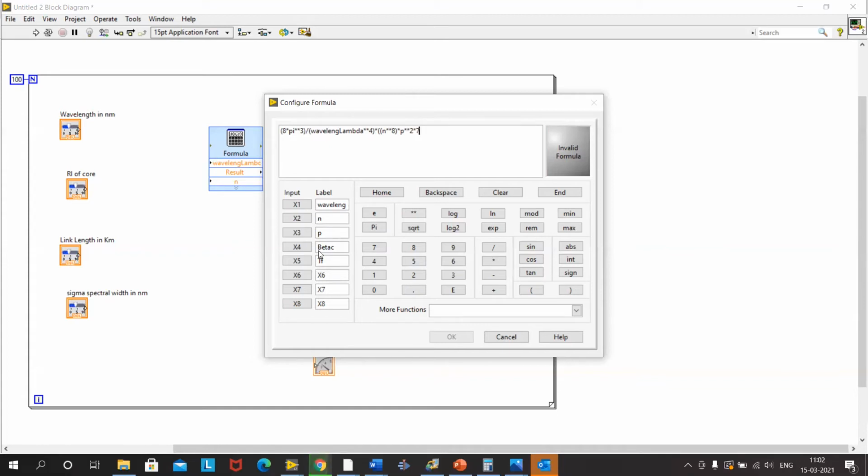For the given problem, it is 7 into 10 to the power of minus 11, into k, Boltzmann's constant, which is 1.38 into 10 to the power of minus 23, into the fictive temperature.